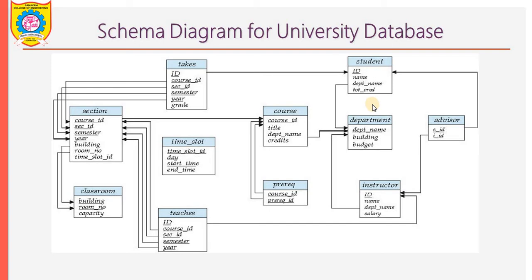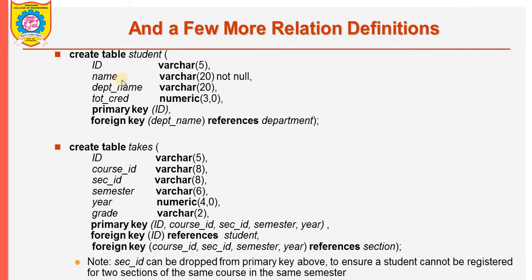Let us see the definition of the creation of the table. Create table student has four columns. ID data type is varchar, name data type is varchar not null, meaning we must write the value of the name when we are inserting the record. Department name is varchar 20, total credit is numeric 3,0, so the 3 is the precision.